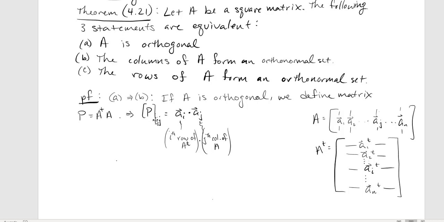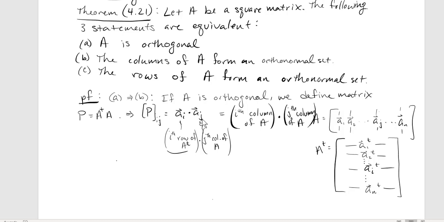So notice here we're saying the ijth element of this P matrix has to be the dot product of the ith row of A transpose, which is the ith column of A, dotted with the jth column of A. That's really what this is.